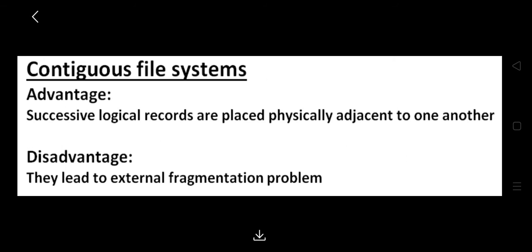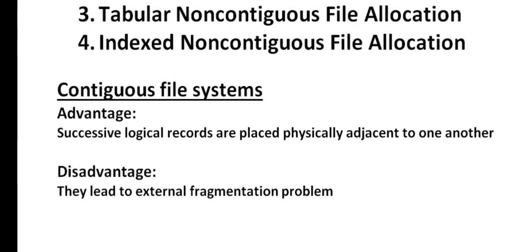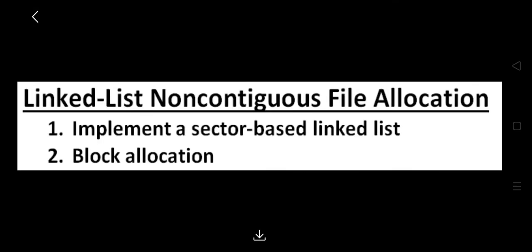So contiguous allocation is useful for write-once CDs or DVDs, which do not allow files to grow or shrink over time. Now let us come to the other techniques. The next technique under discussion is linked list non-contiguous file allocation. In this, the file systems which are implemented on rewritable secondary storage media use non-contiguous allocation. One approach is to implement a sector-based linked list.